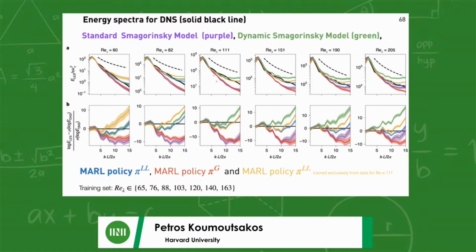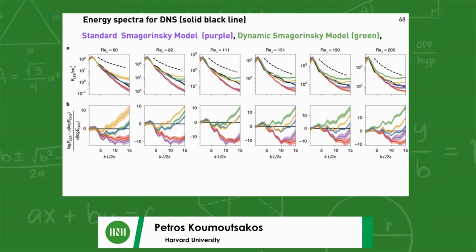The yellow is also an interesting policy because we trained it only to reproduce the results at Reynolds number 111. And it's interesting that it produces good results at higher Reynolds numbers and a little bit less good results at lower Reynolds numbers. And we had policies based on the Germano identity that fail. So the policy is quite a critical issue.